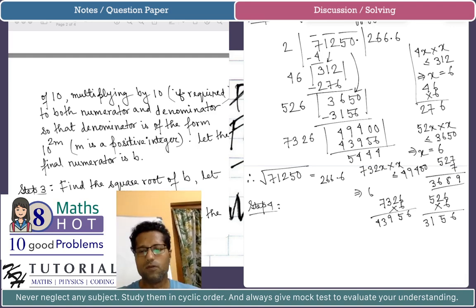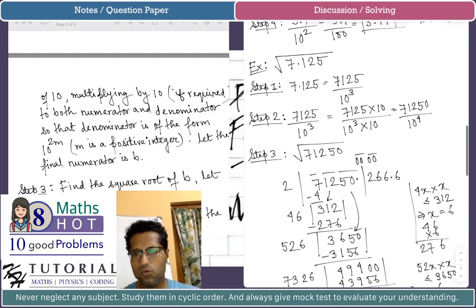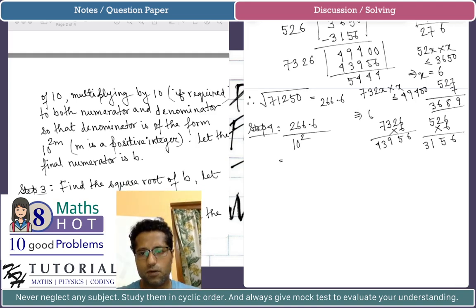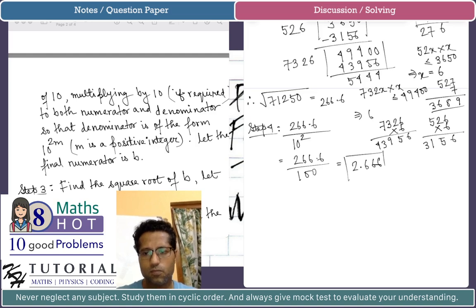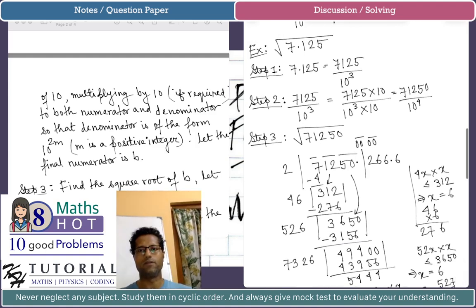the final square root will be the square root that we obtained in step 3, that is 266.6, divided by the denominator we had after step 2, which was 10 to the power 4. So we just divide it by 10 to the power 2. So this is equal to 266.6 divided by 100. This is equal to 2.666. 2.666 is the square root of 7.125.